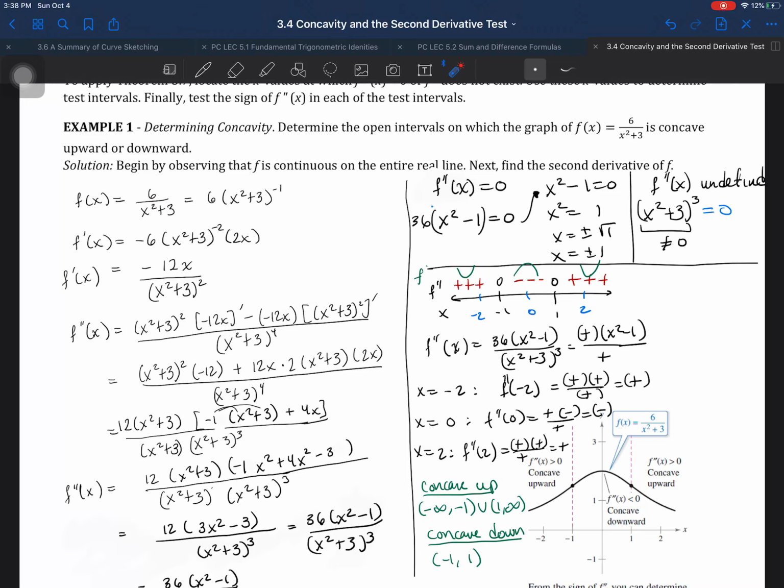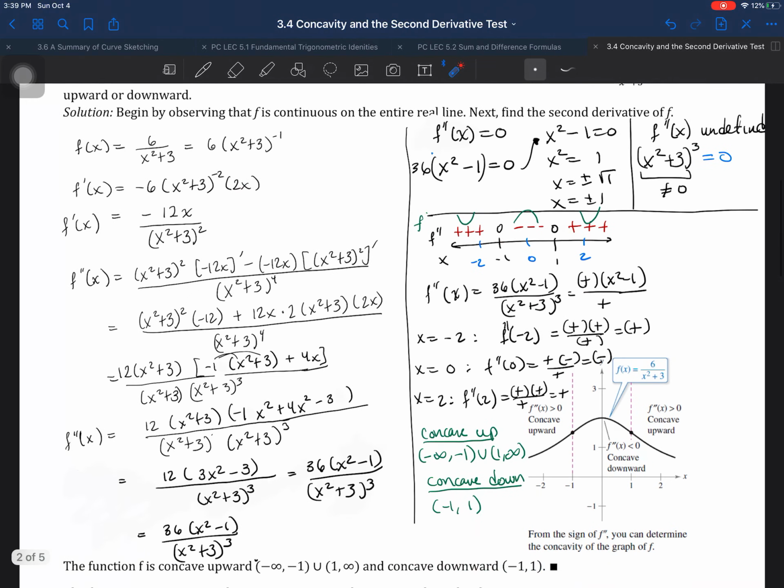So first thing I'm going to do is rewrite it by moving this to the numerator, so I have a negative power. Then we're going to do the first derivative of this using the chain rule: bring down the power, multiply by 6, gives you negative 6, leave the inside the same, subtract 1, gives you negative 2, and then multiply by the derivative of the inside. Multiplying the negative 6 and 2x gives you negative 12x. Move this to the denominator, and now you have the first derivative.